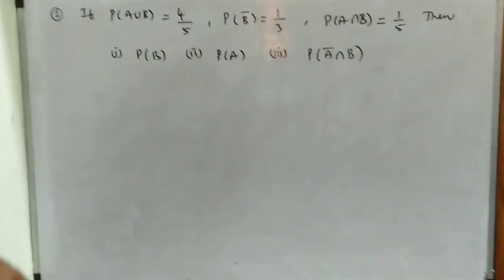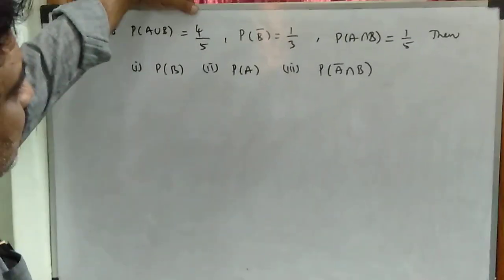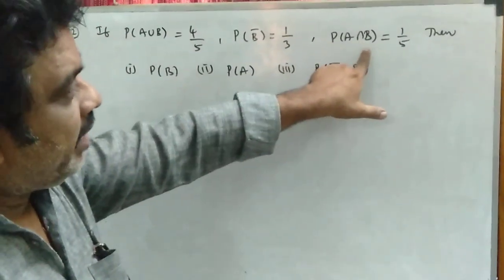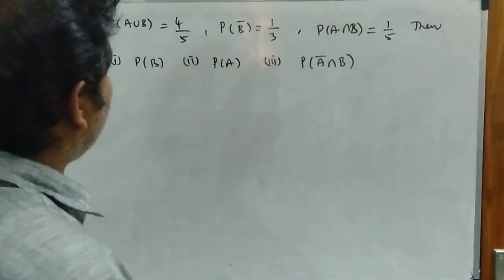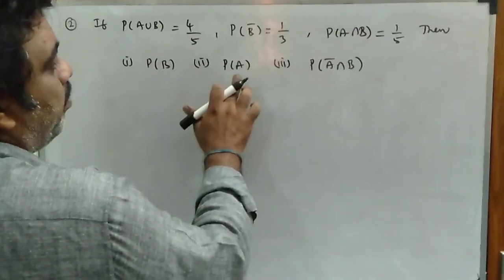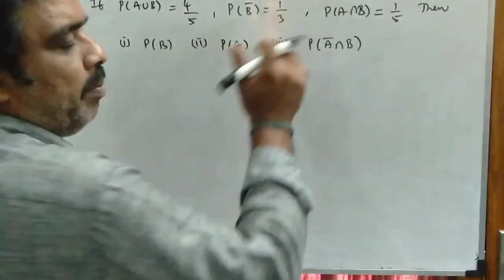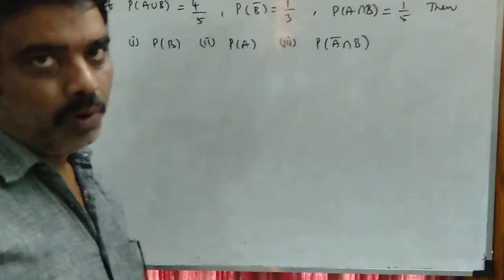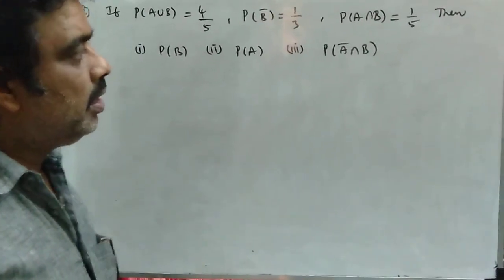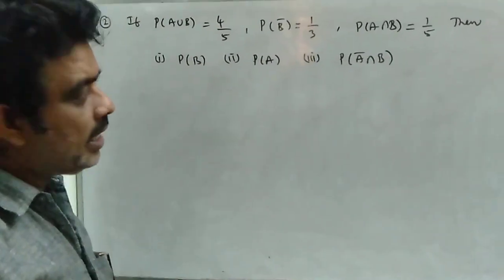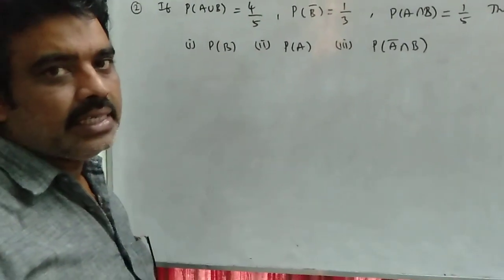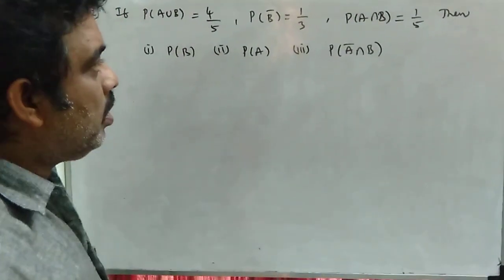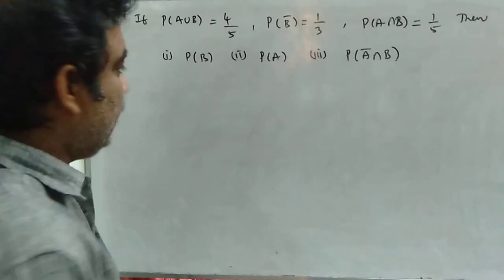Now see the second problem. If P of A union B is equal to 4 by 5, P of B complement is 1 by 3, and P of A intersection B is equal to 1 by 5, then find P of B, P of A, and P of A bar intersection B. Now we are going to solve the problems using the axiomatic approach. The first problem we also did using the axiomatic approach. In the axiomatic approach, each event is considered as a set, and we proceed to find the probability using the theorems on probability.